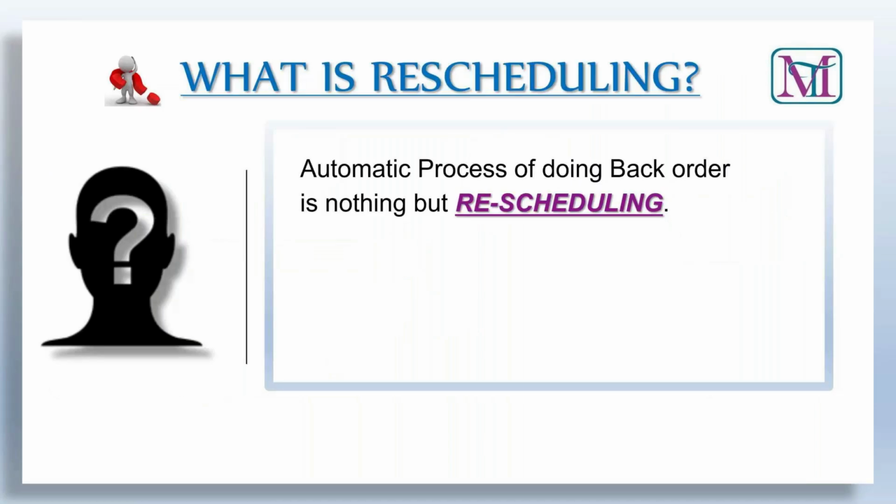Then next is rescheduling. What is rescheduling? Third scenario. It is the automatic process of doing backorder process. So in backorder process, I have changed the quantity manually. I have adjusted the quantity manually. But here the system will allocate the quantity. System will cancel the confirmation of low priority customer. For low priority customer, confirm quantity will be 0 over here in rescheduling.